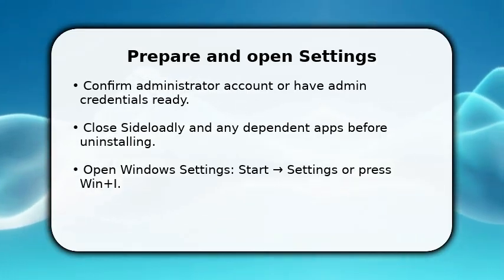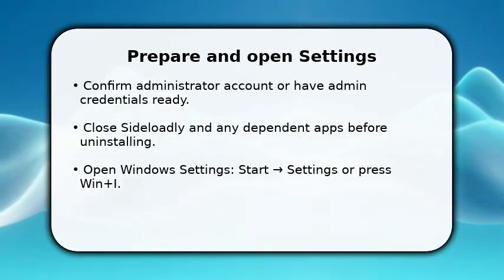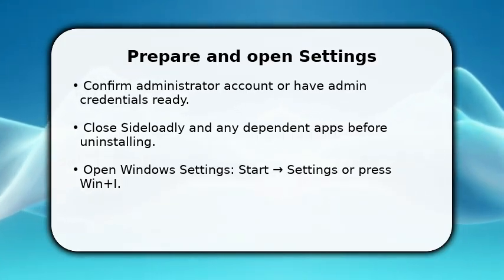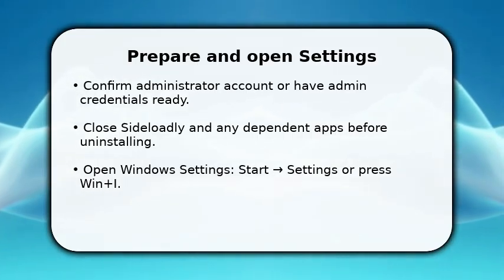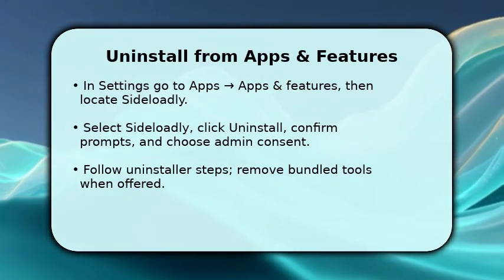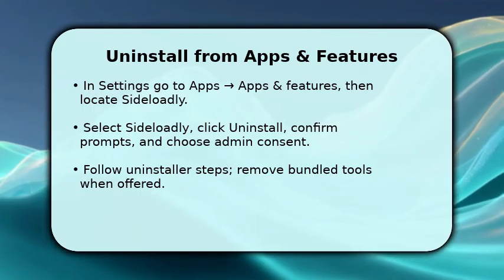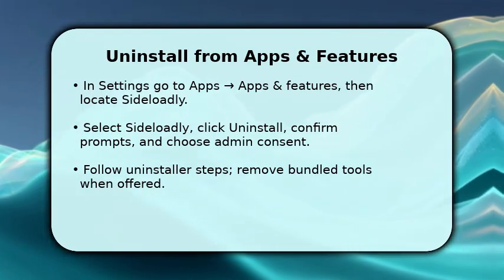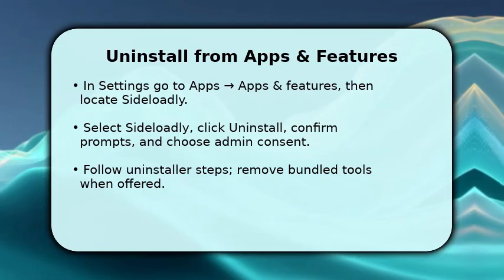Next, navigate to Apps to find installed programs. This step moves you from preparation into the actual removal workflow. You now find Sideloadly in Apps and Features and initiate its uninstall. Click the entry, hit Uninstall, and confirm any prompts. Make sure to approve using administrator consent when Windows asks.